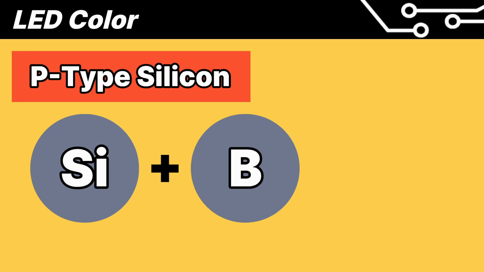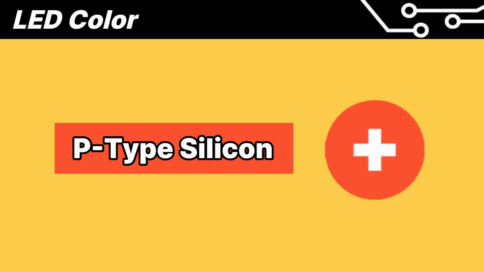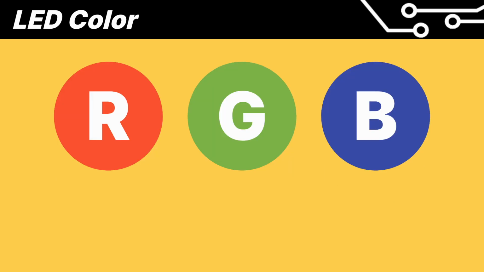Boron is mixed into the silicon semiconductor. Combining a group 4 element and a group 3 element creates one electron hole. This creates a p-type semiconductor carrying a positive charge. LEDs of three colors are created.